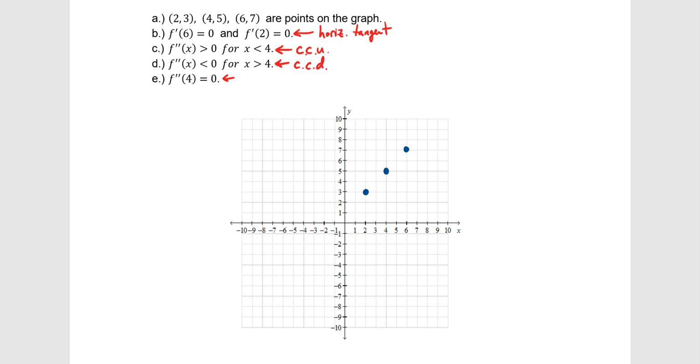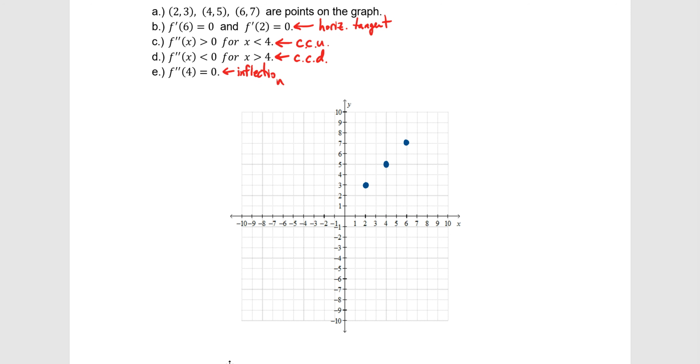And this is going to be an inflection point because it changes concavity at x equals 4 based on the previous two properties. So let's go ahead and apply all of these. So everything less than 4 is going to be concave up. So if we do something like this, that is concave up, and we have a horizontal tangent line at x equals 2, which is what we wanted. So that one's good.